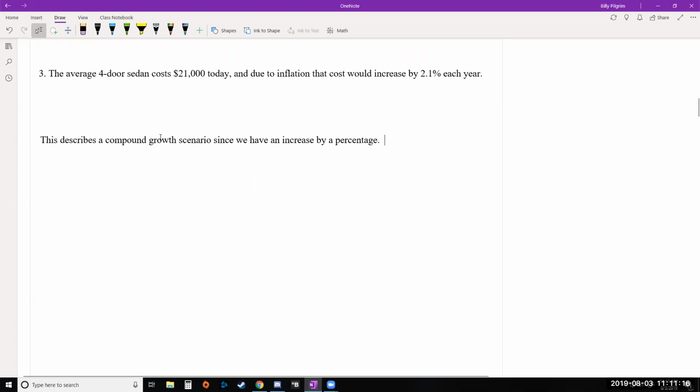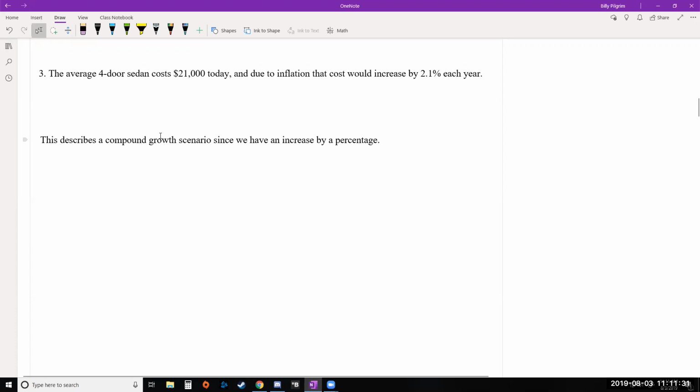It's because we have an increase by a percentage, right? Each year we earn 2.1%, which means the actual growth is increasing faster and faster each time. Okay, so 3 quick examples, and you kind of know what to look for if you want to figure out if you have linear, exponential, or quadratic growth.